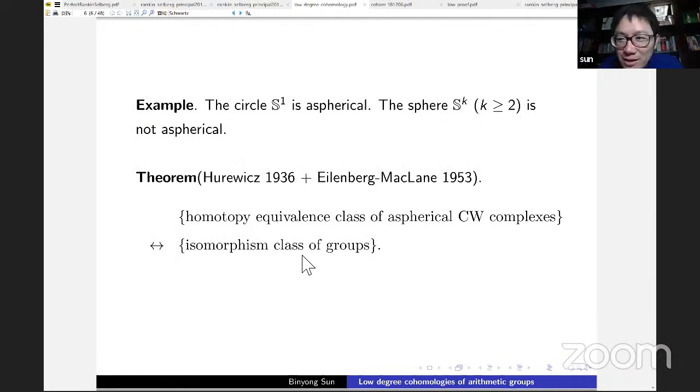For example, the circle S^1 is aspherical, but the higher dimensional sphere S^k, when k is at least 2, is not aspherical. We know the universal covering space of the circle is a line, so it's contractible. So this is aspherical. The higher dimensional sphere S^k is already simply connected, but it is not contractible. So this is not aspherical.